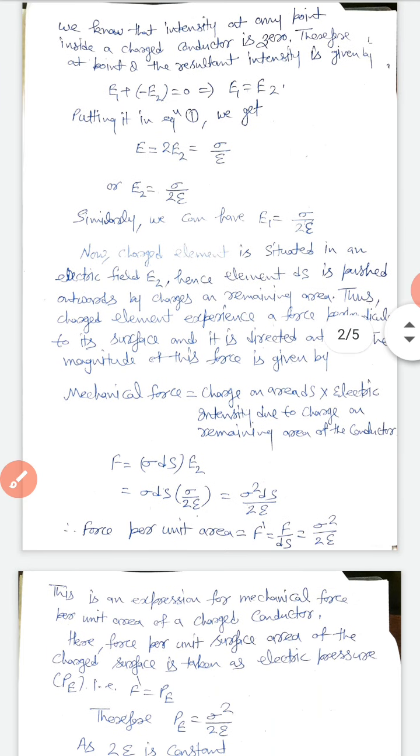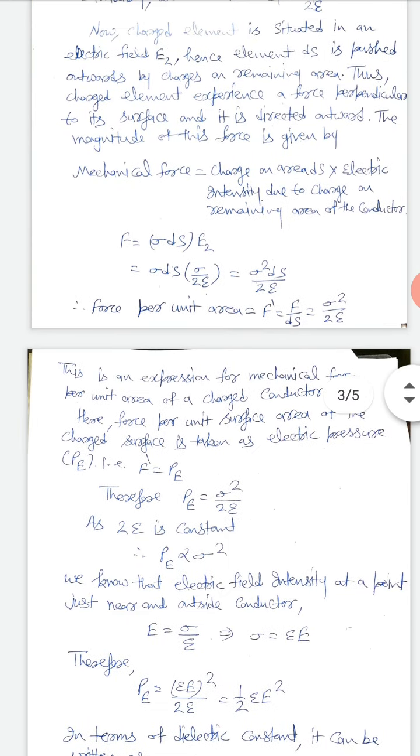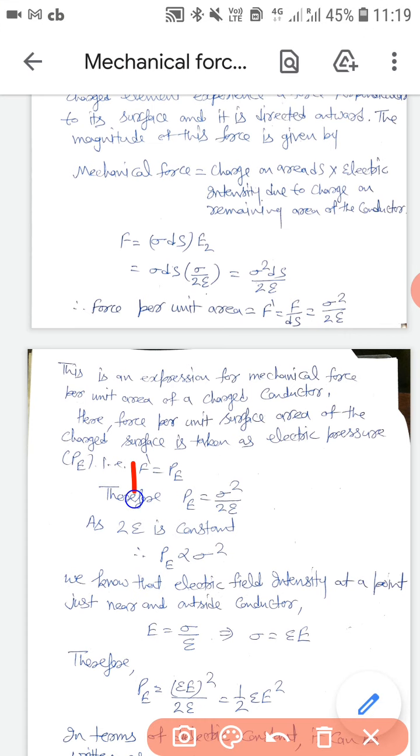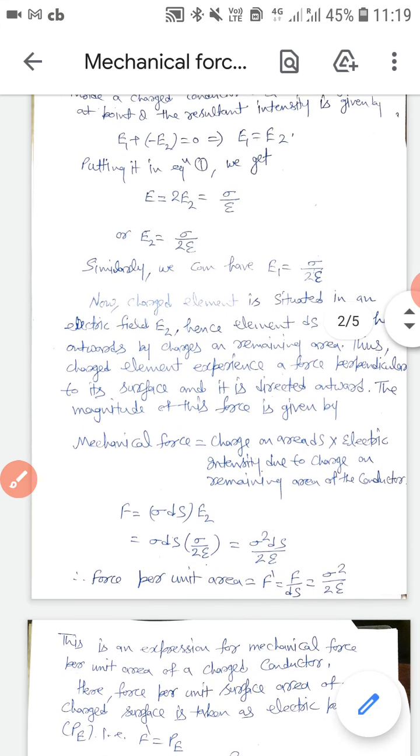So the force on the conductor will be sigma ds into E2. And this E2 we have already calculated; it is nothing but sigma by 2 epsilon. So substitute E2 in this equation: sigma ds into sigma by 2 epsilon, and this will become sigma square ds by 2 epsilon.